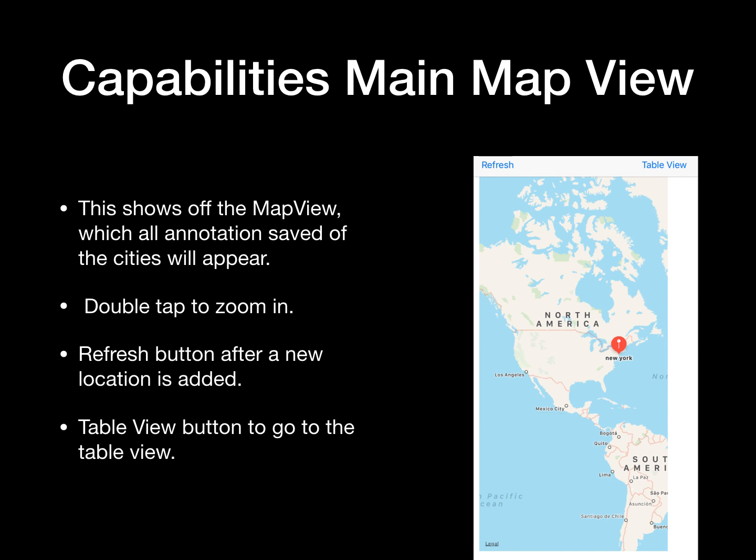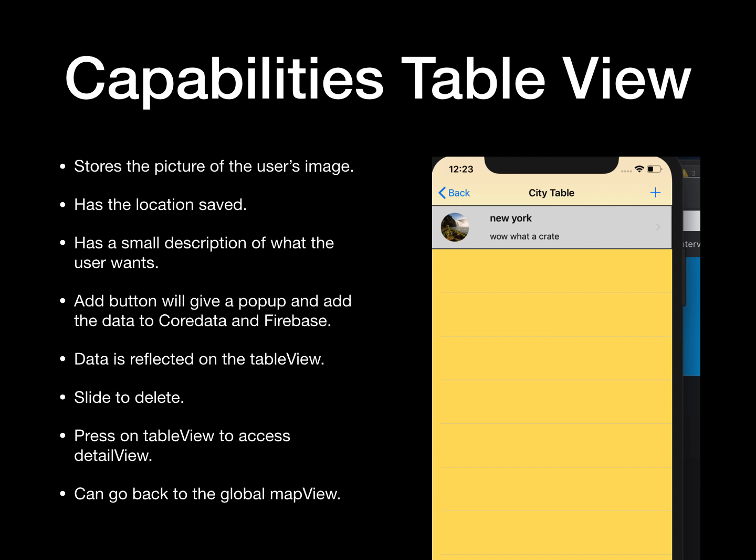So the visual of the main map view, as you can tell, will have all the annotations from the cities. You can double tap to zoom in to your particular location if the annotations don't pop up immediately. And there's a refresh button on the top left hand side, which will allow for new annotations to appear after being added, and the table view button will go to the next table view.